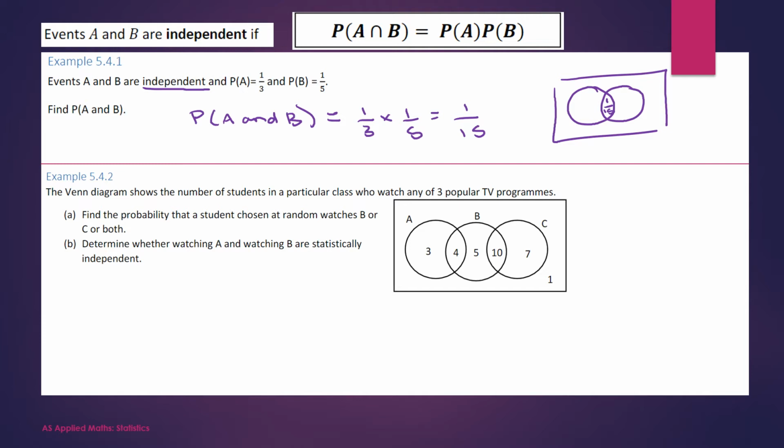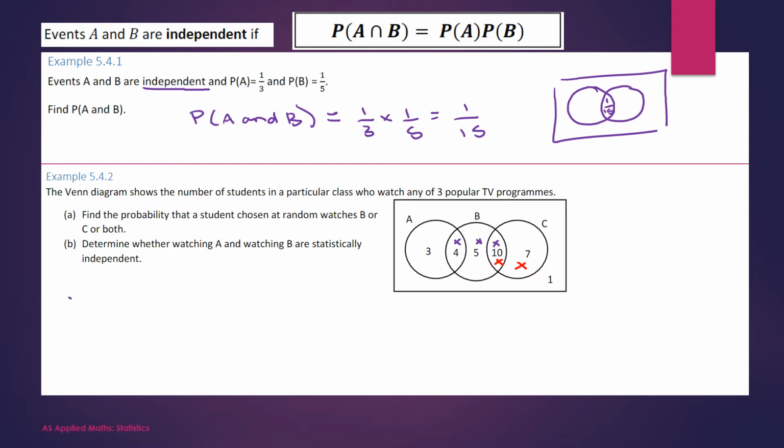The other type of question that we get on this is being asked to show, or being asked whether, we have two events which are statistically independent. If we just do this first part, find the probability that a student chosen at random watches B or C or both, we have the Venn diagram drawn for us, which makes it a little bit easier. If I am doing B, or C, or both, it is all of those crosses that I need to use.